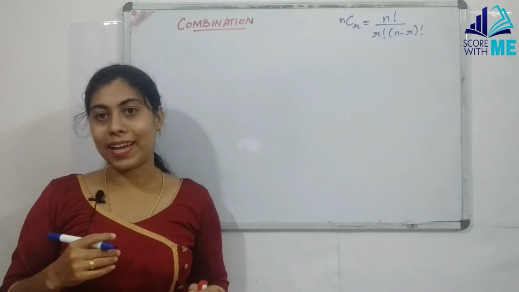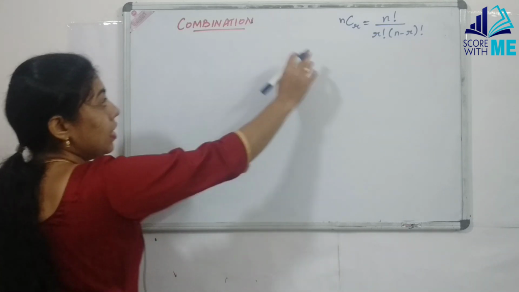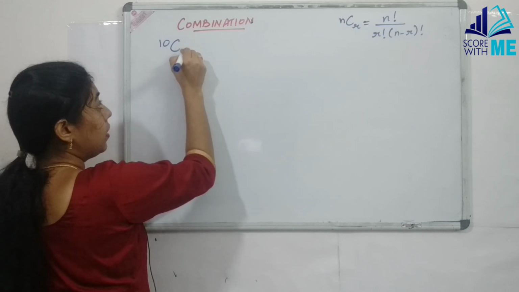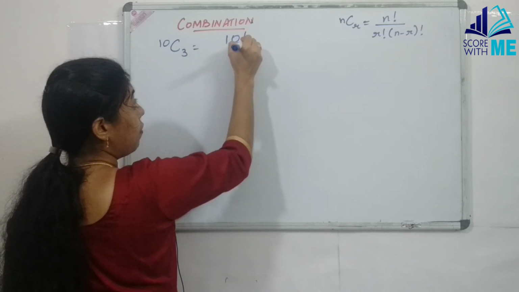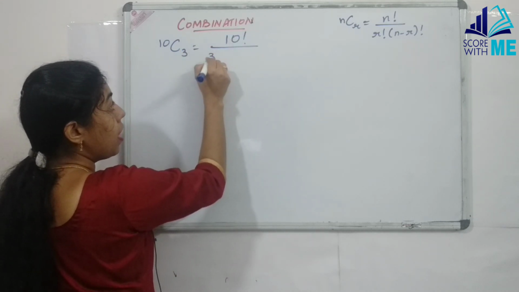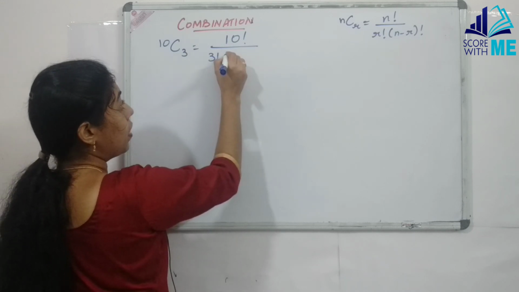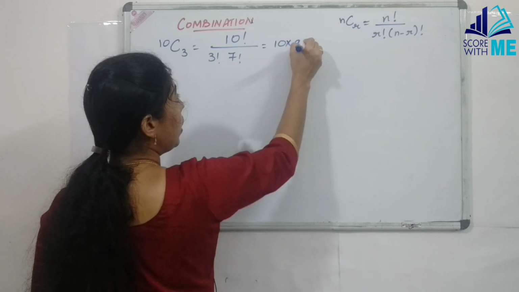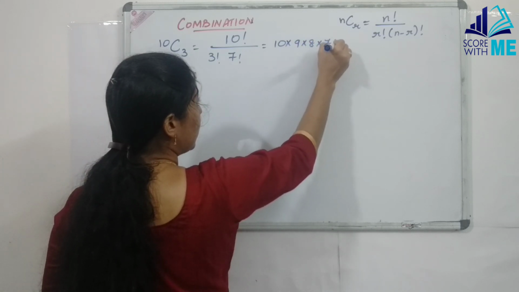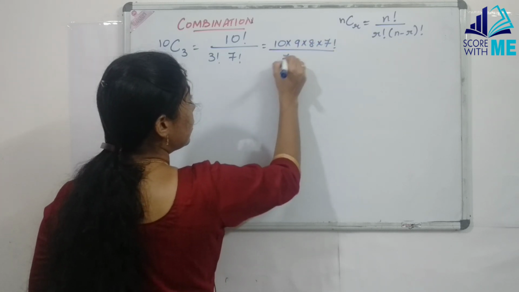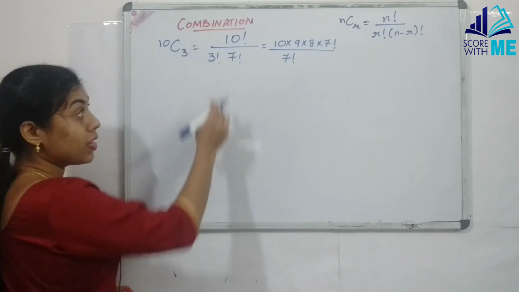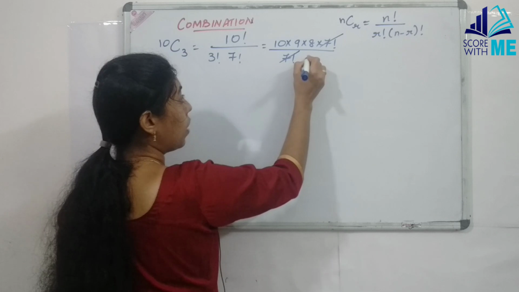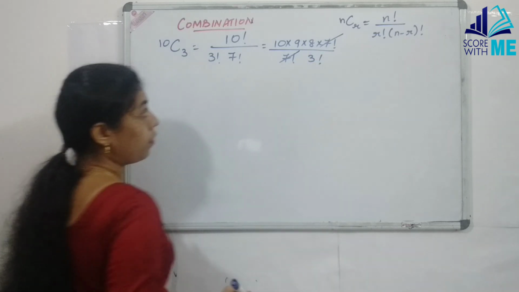Now let's understand the concept of combination. Just as we did for permutation, let us take 10C3. Here we have n factorial by r factorial into n minus r factorial, so it is 3 factorial into 7 factorial. Simplifying, 10 into 9 into 8 into 7 factorial, divided by 3 factorial into 7 factorial. We wrote up to 7 factorial because we had 7 factorial in the denominator, so it cancels out, and we are left with 3 factorial.